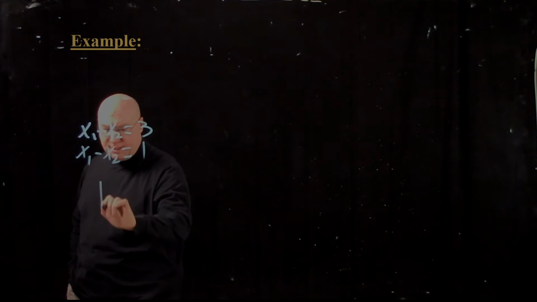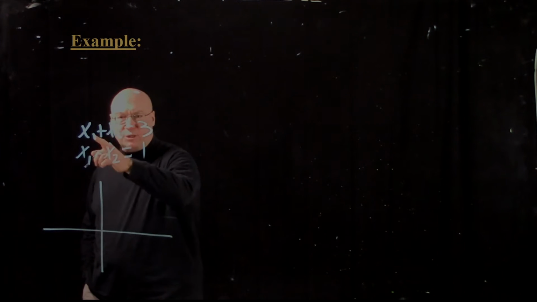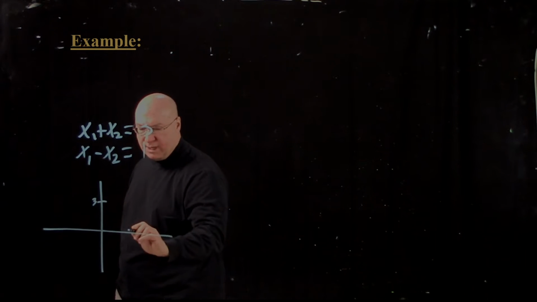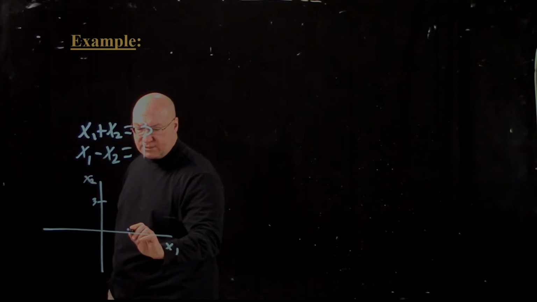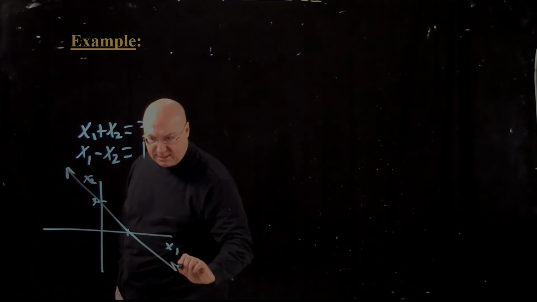All right, if we graph these two equations, x1 plus x2 equals 3, that's going to have an x2 intercept of 3 and an x1 intercept of 3, so I get that line, essentially.